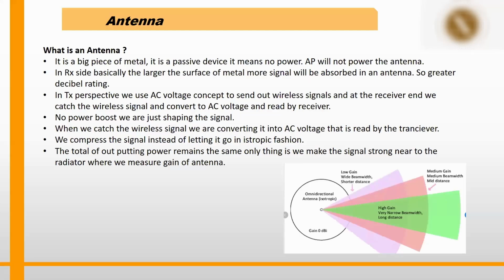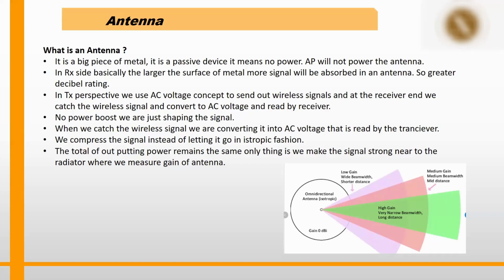Next, this is the fourth topic that we are covering. Why do we always say minus 65 to minus 72 is good? Why don't we say minus 40 to minus 60 is good? Minus 40 to minus 60 is even better. If you are able to get this signal, it is very good.